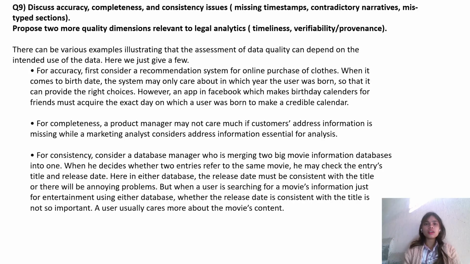Discuss accuracy, completeness, and consistency issues. First, accuracy. Consider a recommendation system for online purchase of clothes. When it comes to birth date, this system may only care about the year the user was born, so that it can provide the right choices. However, an app on Facebook which makes birthday calendars for friends must acquire the exact date on which a user was born to make a credible calendar.